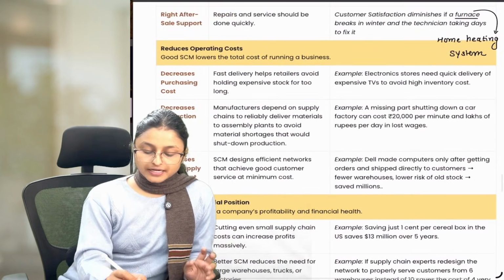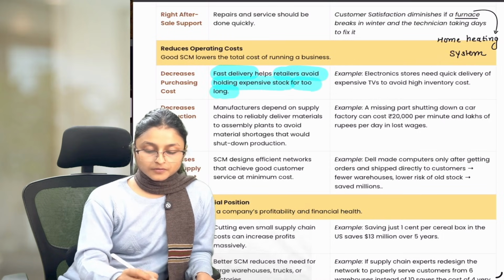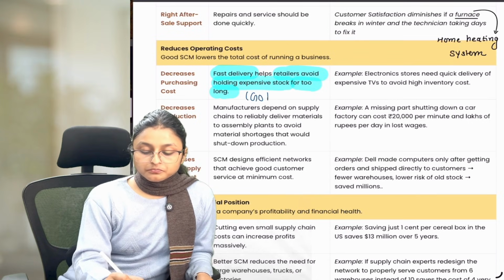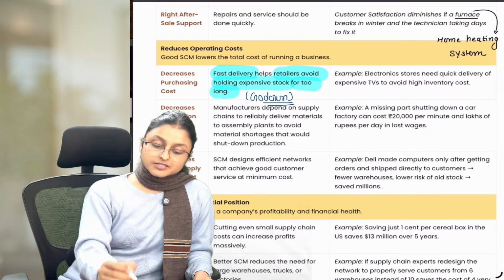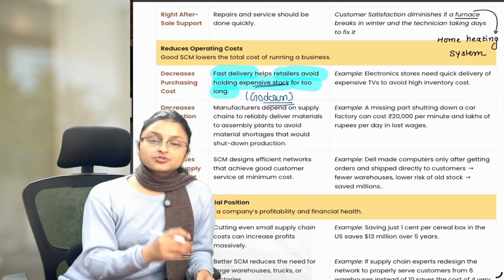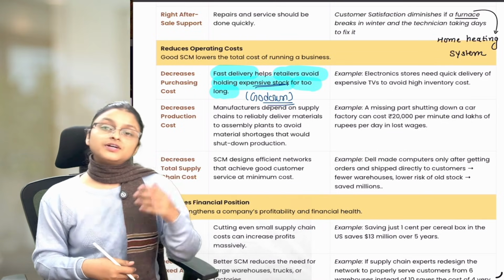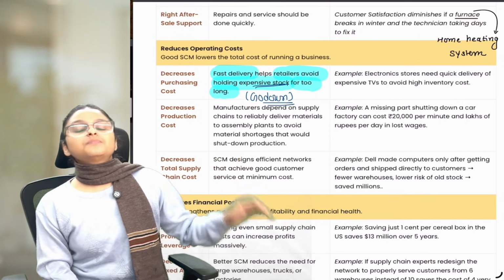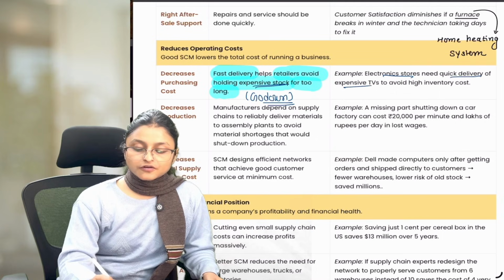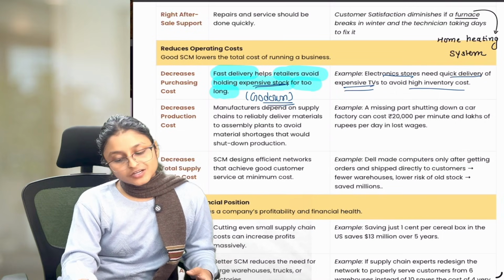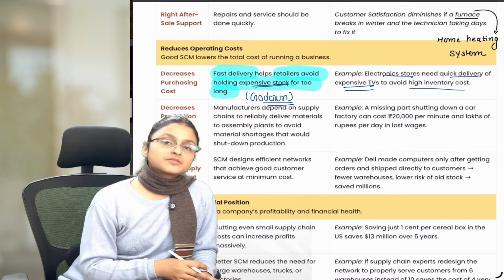Decreasing purchase cost. That means faster delivery helps the retailer avoid holding expensive stock for too long. Jethalal need not put a lot of inventory in the godown, as he will get his product on time. The expensive stocks he need not hold for a longer period of time. He will get it on time whenever he orders it if the supply chain is managed properly. For example, electronic stores need quicker delivery of expensive TVs to avoid high inventory cost. If they are getting quicker delivery, they need not maintain a lot of inventory of those expensive TVs.